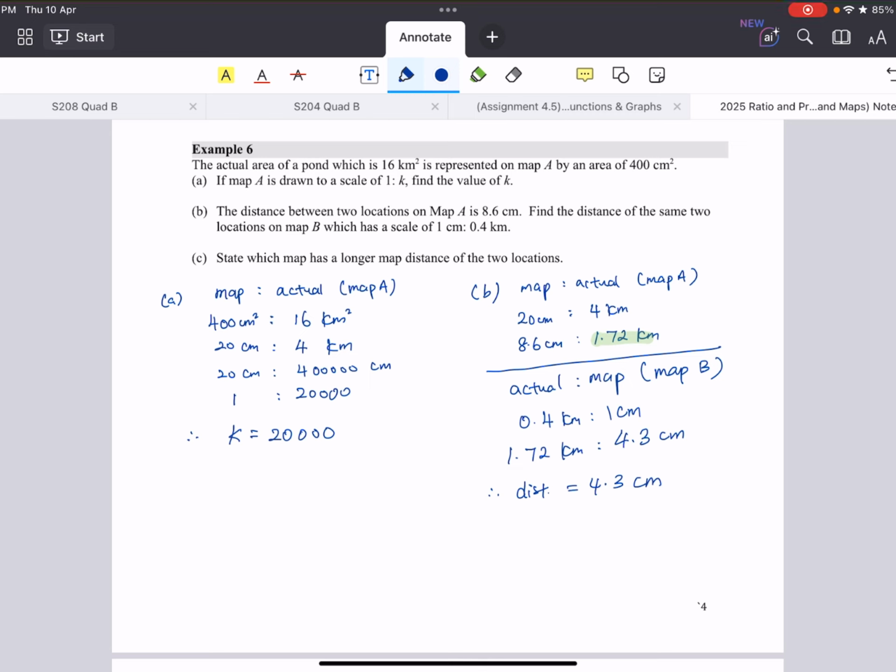So part C, they say state which map has a longer map distance. So the map distance of map A, let me highlight it so they can see, is 8.6 for the actual and 4.3, right? So it's quite obvious the winner is, in terms of the map length, map A, right? So part C, map A. Map A wins. Okay, it has a longer distance for these two locations. All good? Right, moving on.